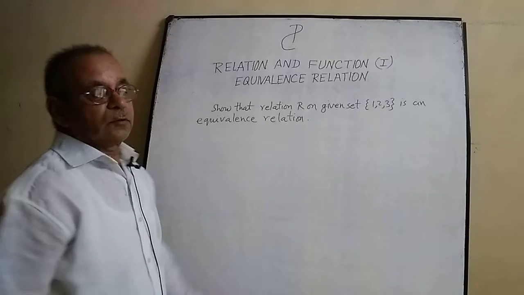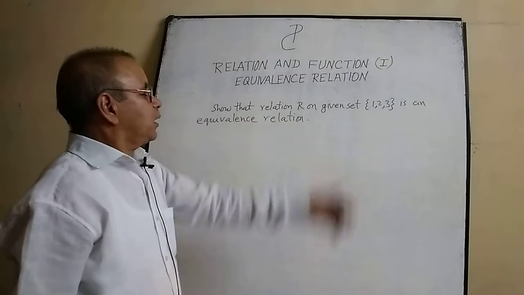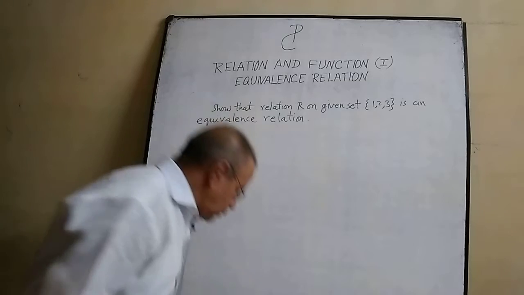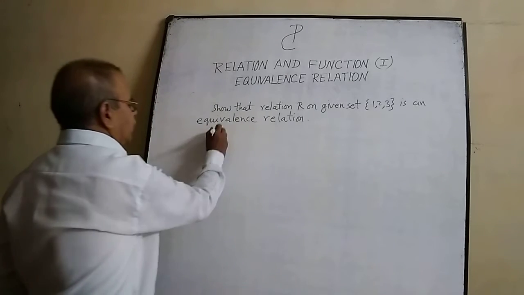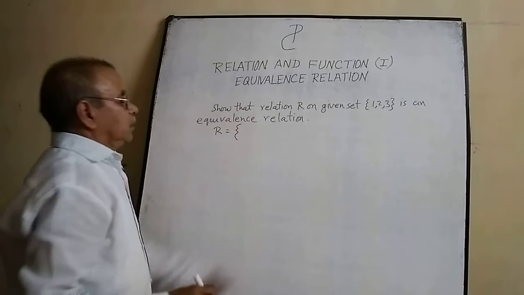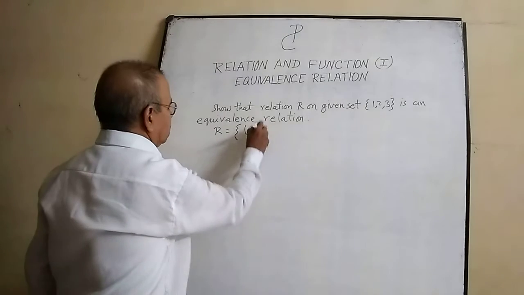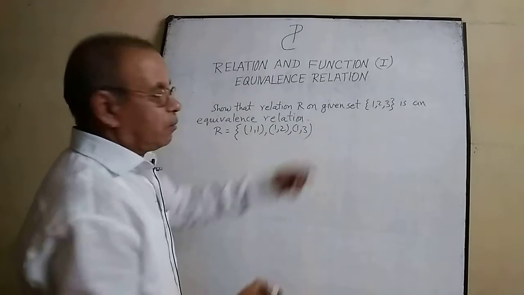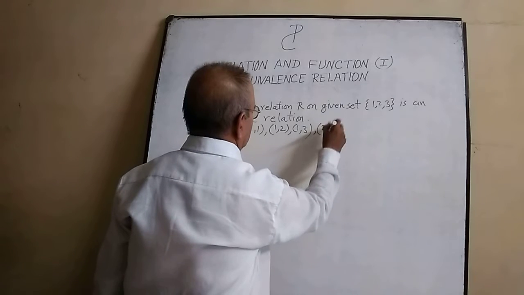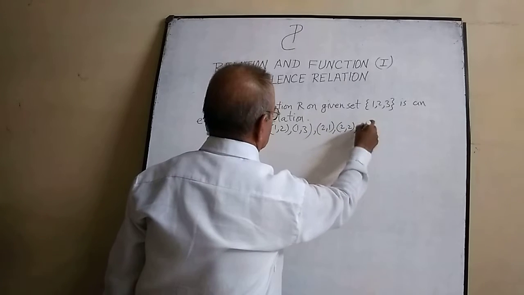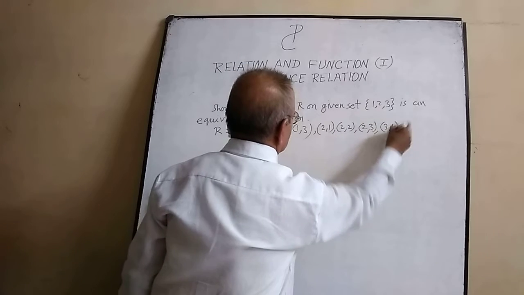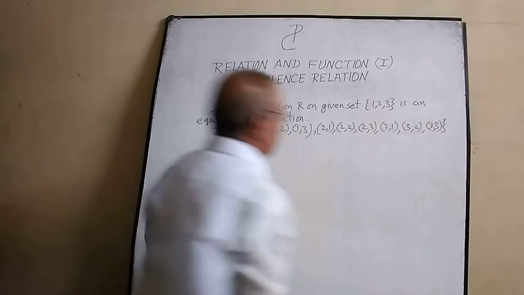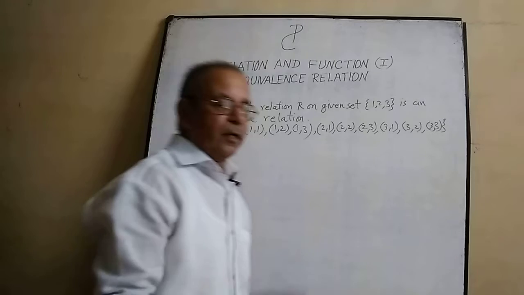Students, now let us solve one problem. Show that the relation R on the given set {1, 2, 3} is an equivalence relation. For the equivalence relation, we have to find the ordered pairs. These ordered pairs are (1,1), (1,2), (1,3), (2,1), (2,2), (2,3), (3,1), (3,2), and (3,3). With these ordered pairs, now we prove that they are reflexive, symmetric, and transitive.